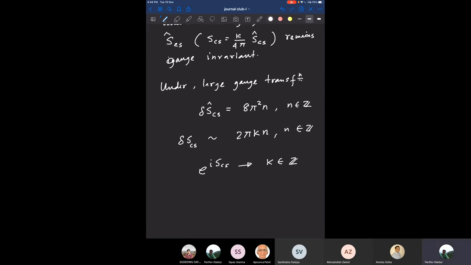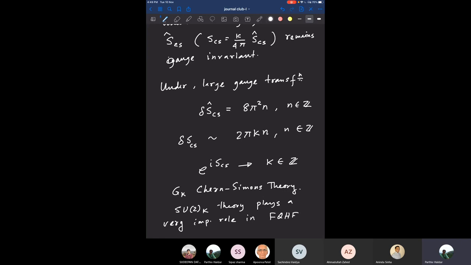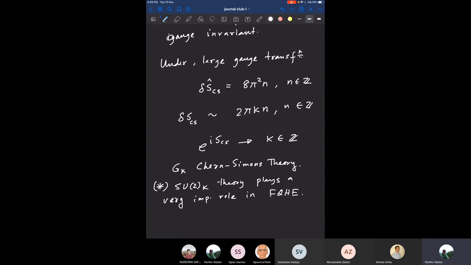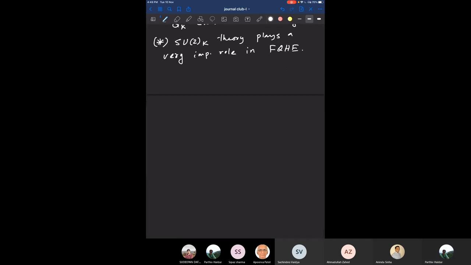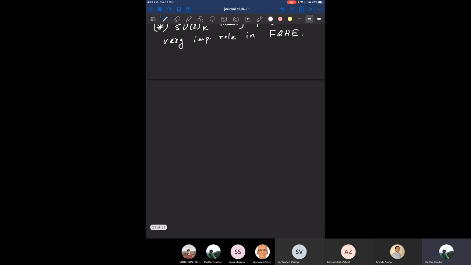Okay. So usually we see this often denoted by G_K Chern-Simons theory. For example, the SU(2)_K theory plays a very important role in the fractional quantum Hall effect. K is called the level of the Chern-Simons theory. Also, we will see this SU(2) theory gives me the Jones polynomial.